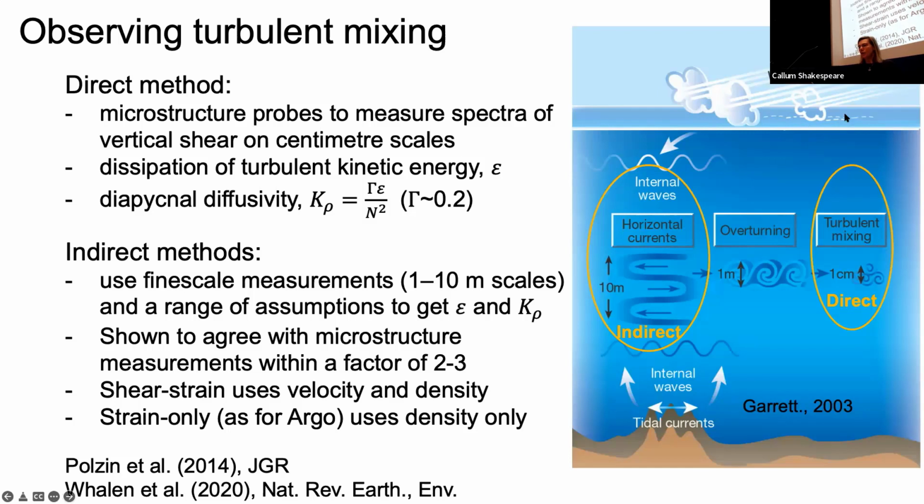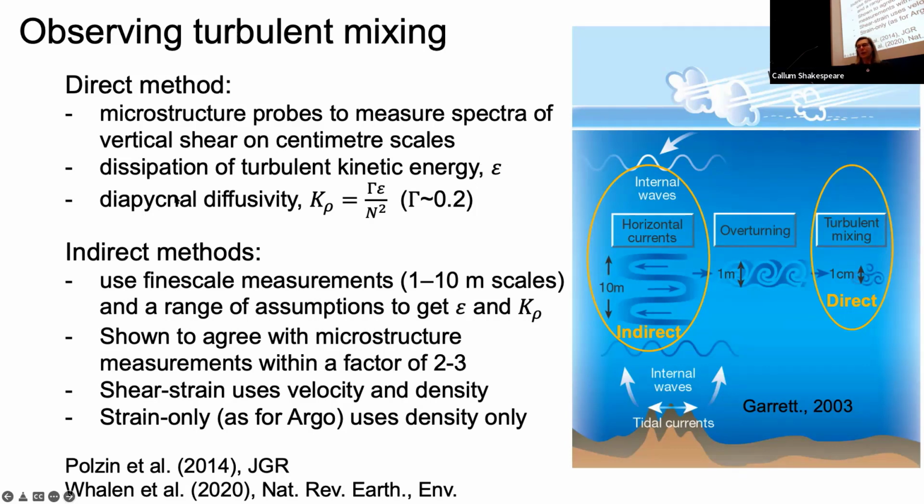So if we were to measure the mixing that results from breaking internal waves, we have these initial horizontal scales that are order 1 to 10 meters in the vertical. Those waves then become unstable and overturn and drive turbulent mixing. That's on the scale of around millimetre to centimetre in the vertical. To measure this turbulent mixing directly, we need quite sophisticated microstructure profilers that measure the spectra of vertical shear on these centimetre scales. That gives us the dissipation of turbulent kinetic energy, or epsilon.